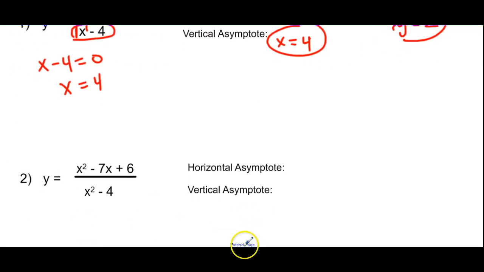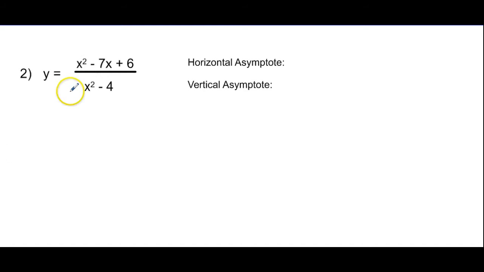Let's look at another example down here. x squared minus 7x plus 6 divided by x squared minus 4. Again, both of these exponents or degrees are the same. Then we're going to take our equation y equals a over b. A is the leading coefficient on top, which is 1. B is the leading coefficient on the bottom, which is also 1. So this is just going to be y equals 1.